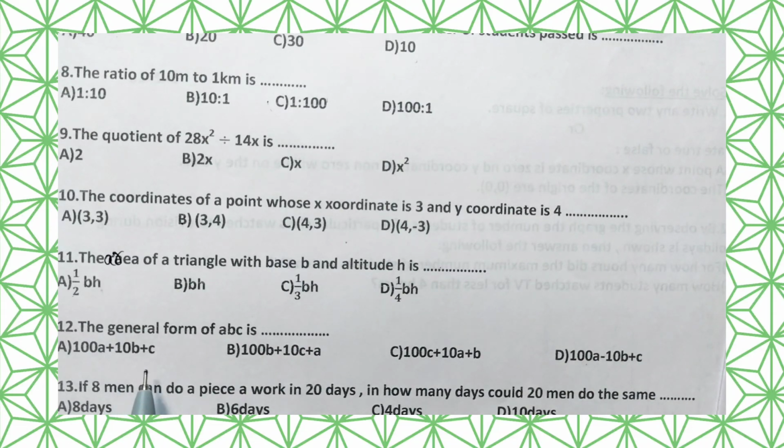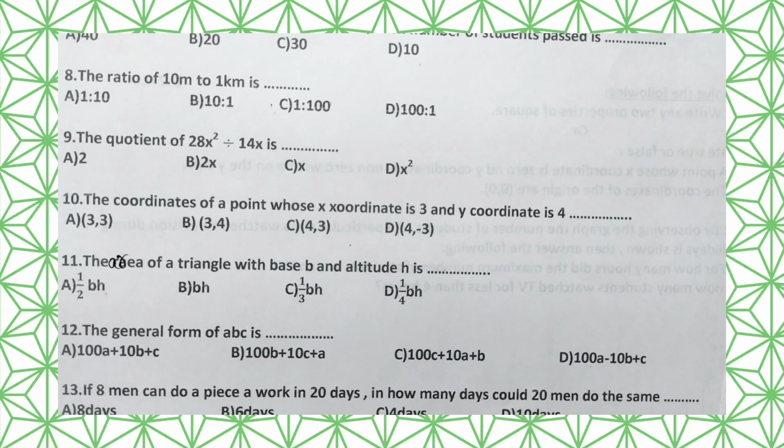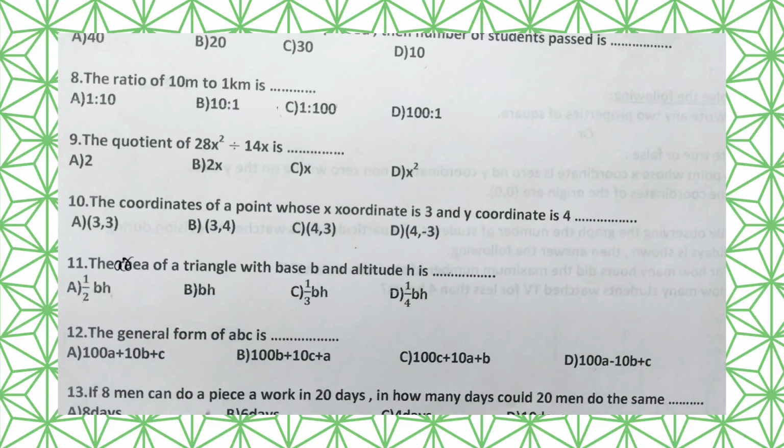Next, the general form of. So now we have to write the general form of ABC is dash. A is in the 100th place, B is in the 10th place, C is in the unit place.